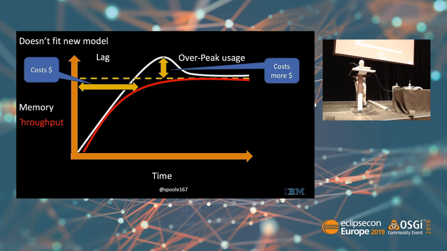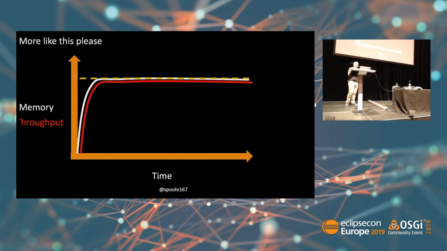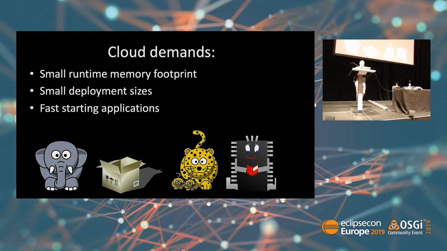Okay? We want this pattern. We want it to look like this. On, no bumps and bruises, just straight away working. Yeah? So cloud says we need less memory, small deployment sizes. That does save money in various ways, and fast starting applications.